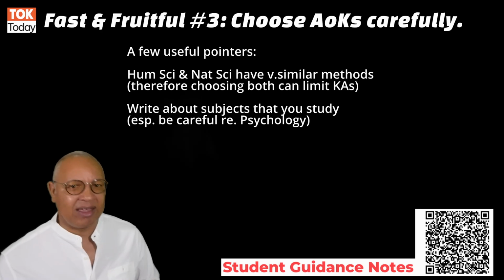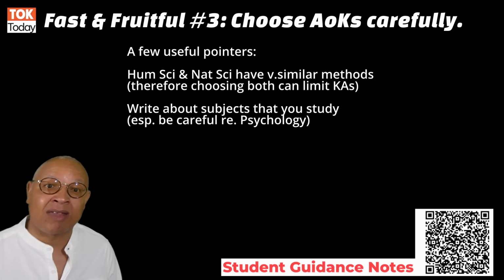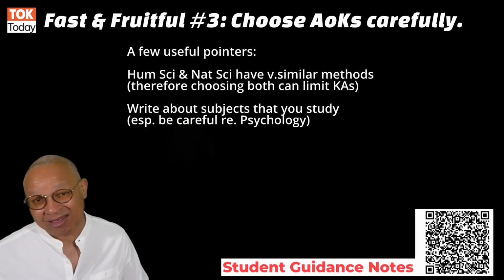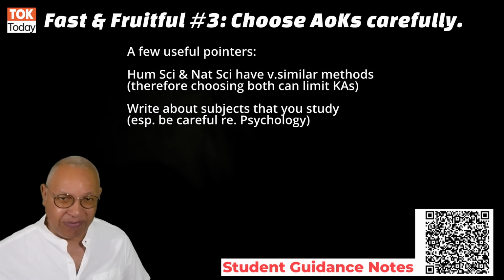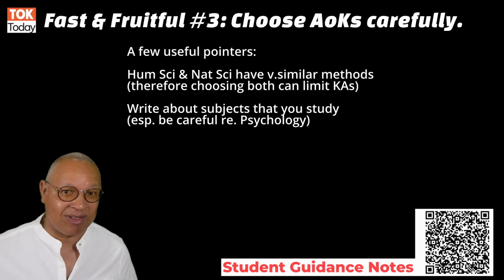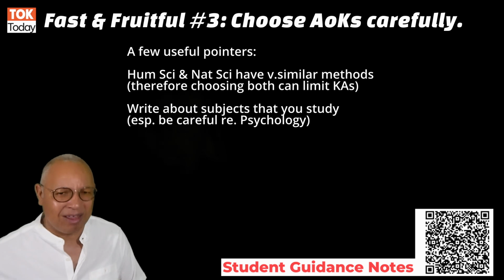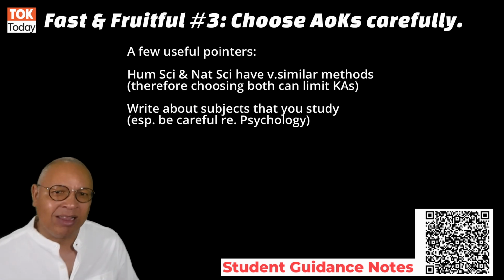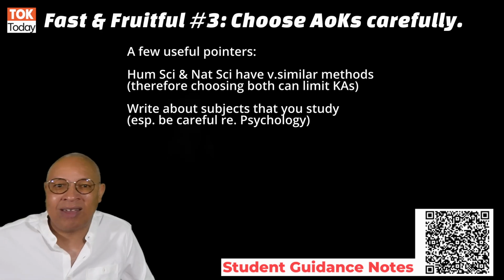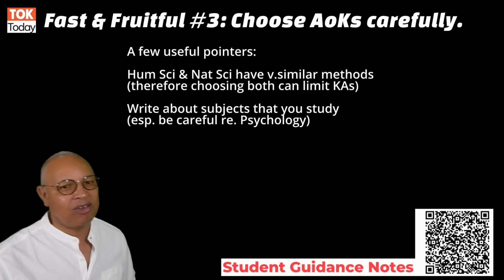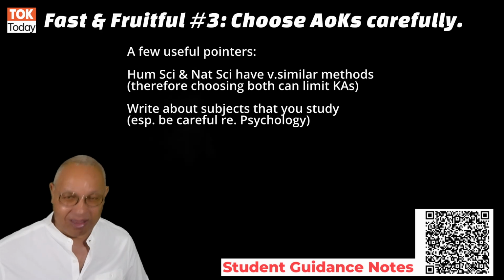And just a couple of words to the wise. Choosing AOK human sciences and AOK natural sciences limits the range of knowledge arguments that you can develop because they largely use the same methods. Of course, you could have some very sophisticated arguments about the differences in the scopes of these two areas of knowledge, but if not, then it's easier to compare two AOKs that are more contrasty, and yes, that's a technical term. Secondly, please don't write about psychology if you don't study psychology. You're just making your life much harder by doing this, and I want to make your life much easier. Therefore, I recommend that you write about subjects that you actually study.